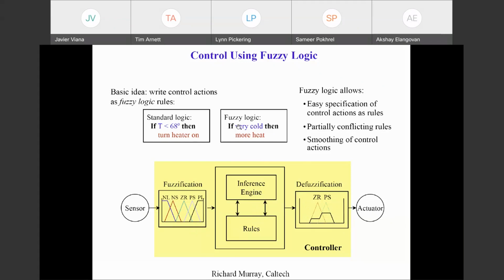But what this also does is you can see that this is very discontinuous. You have a hard cutoff. This also allows you to do things more gradually and smoothing of your control actions.